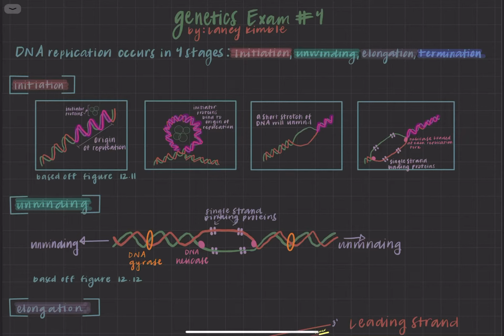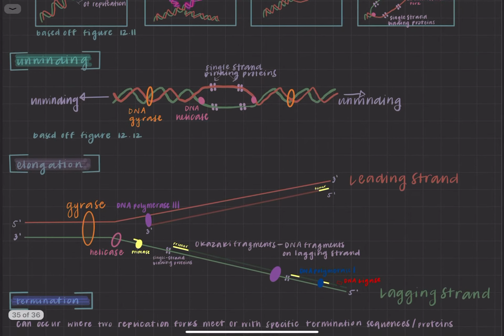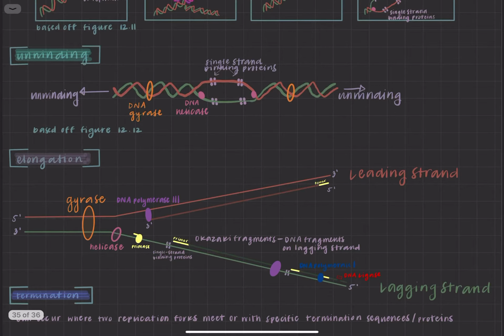The type 2 topoisomerase gyrase reduces the torsional strain that builds up near the replication fork from unwinding. Once DNA is unwound, the third stage of elongation can begin. This stage also involves a variety of proteins and enzymes.